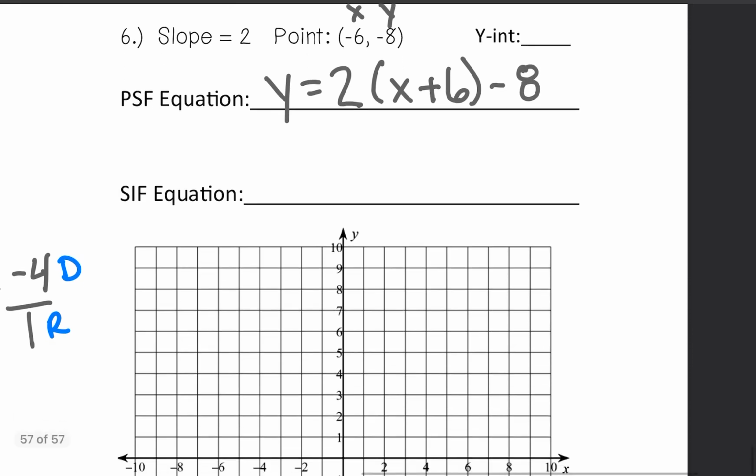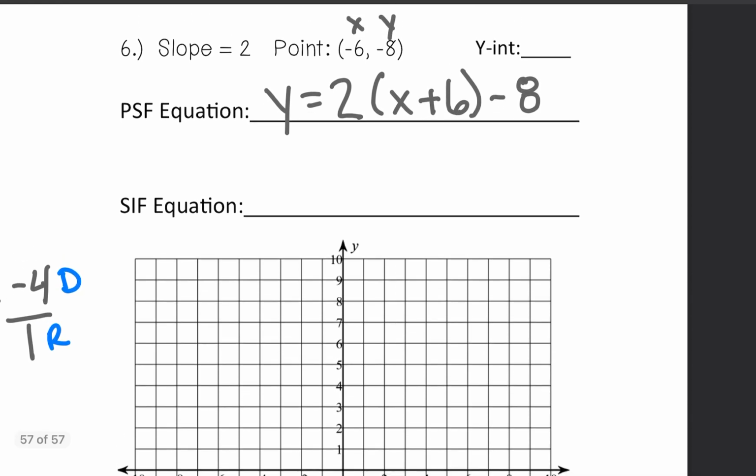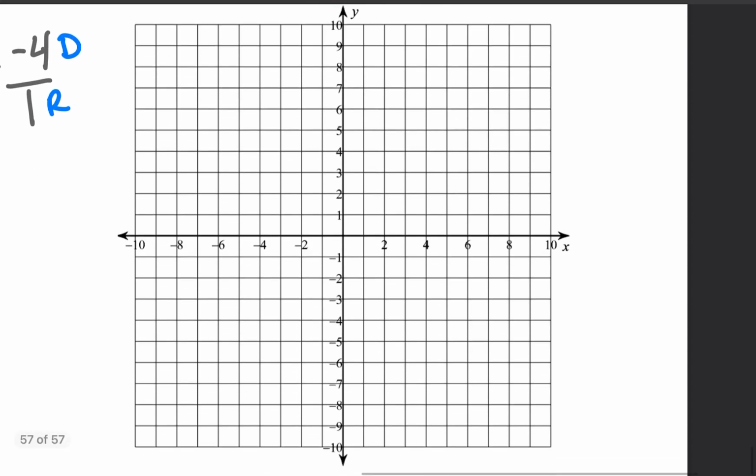All right, so now we're going to have to once again graph our point here. And our point is negative 6, negative 8. So from our origin, that means we go to negative 6, drop down to negative 8, and draw a dot.